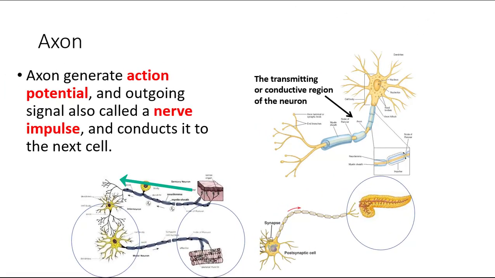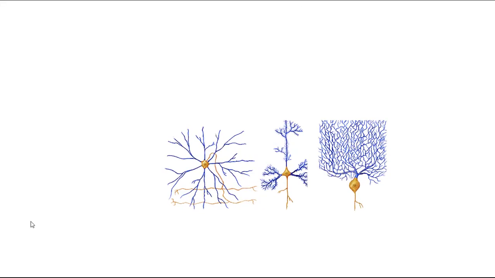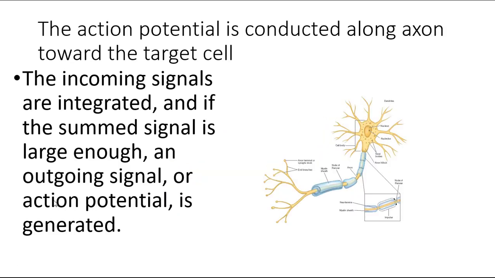Axons generate the action potential, the outgoing signal, also called a nerve impulse, and conduct it to the next cell. Example of an outgoing signal or nerve impulse. The action potential is conducted along the axon toward the target cell. The incoming signals are integrated, and if the summed signal is large enough, an outgoing signal or action potential is generated.